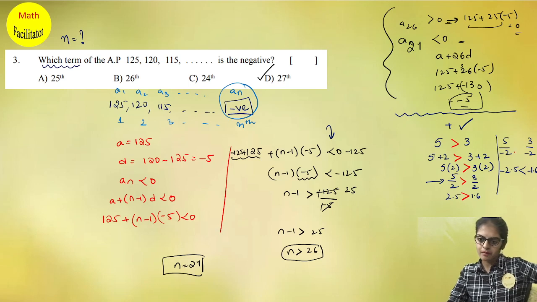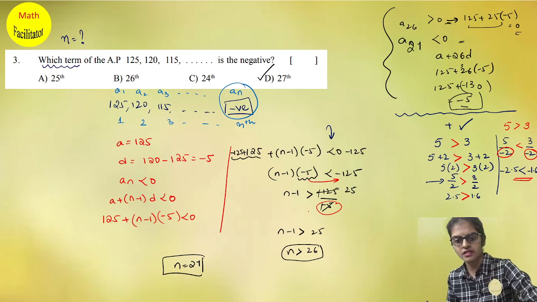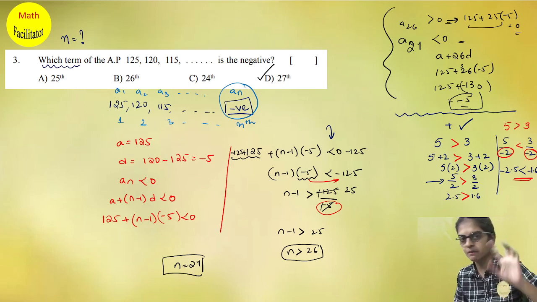So if I am subtracting or dividing with a negative number, this will not remain the same. 5 is greater than 3, but 5 by minus 2 will be less than 3 by minus 2. So when the minus sign comes, it will change. Here also, I divided this by minus 5. So when the minus sign came, it changed. That is why the inequality changed. Less than became greater than.